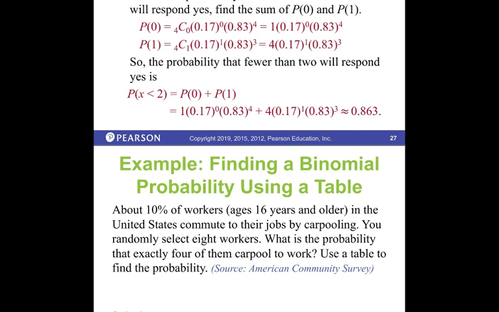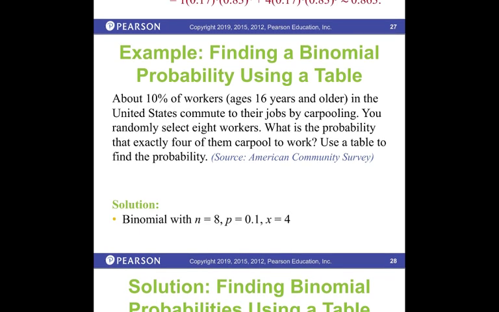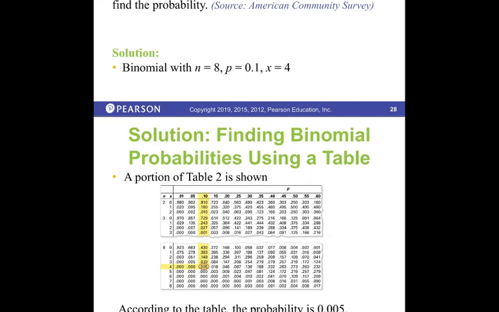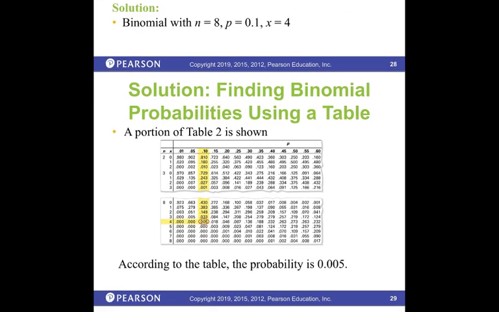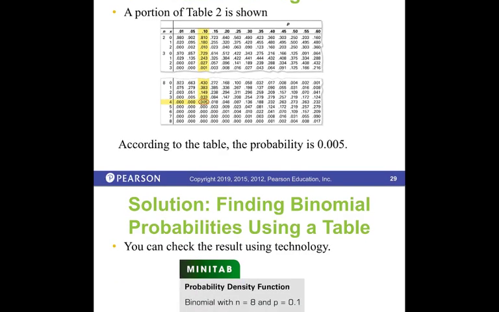So let's just look and see. Again, our binomial n is 8, probability of success is 10%, and x is equal to 4. This is a portion of table 2. You see the n here, right, with the corresponding probability. So our n is 8, and we want x to be 4, and then the probability of success is 10%. So with those conditions, that probability is 0.5%, or 0.005.